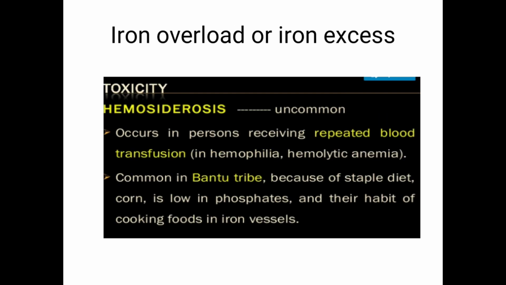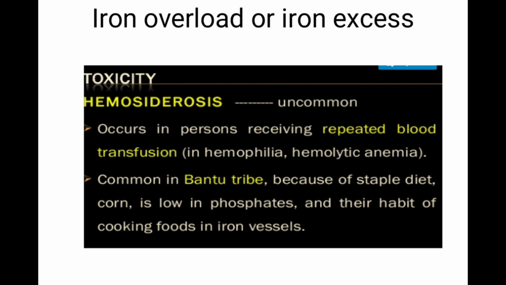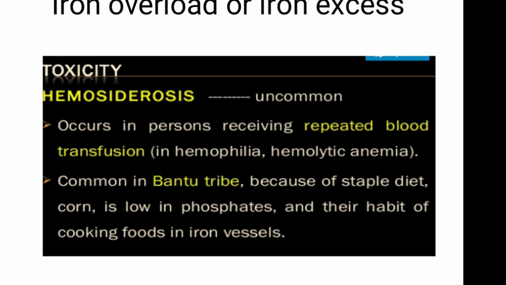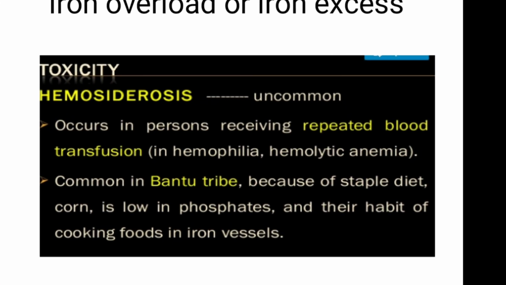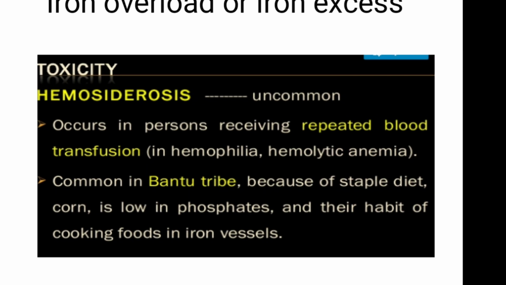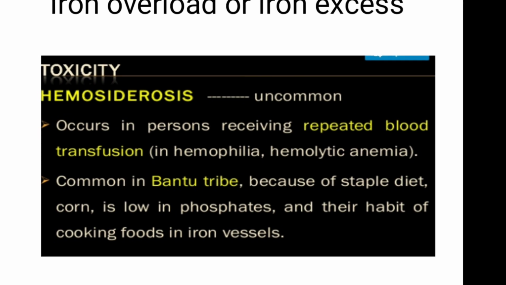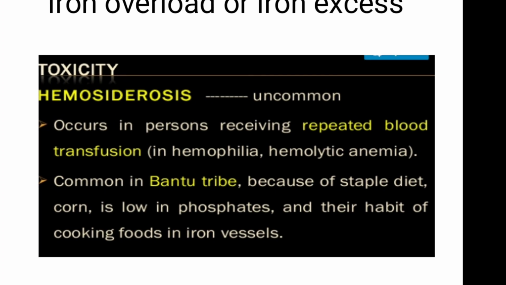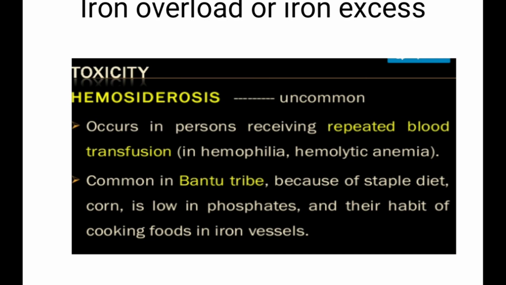So iron overload is called toxicity. Hemosiderosis is uncommon, occurs in persons receiving repeated blood transfusion, hemophilia, hemolytic anemias. It is common in the Bantu tribe because of the staple diet, corn, which is low in phosphate, and their habit of cooking food in iron vessels. They always cook the food in iron vessels, so more iron is absorbed.